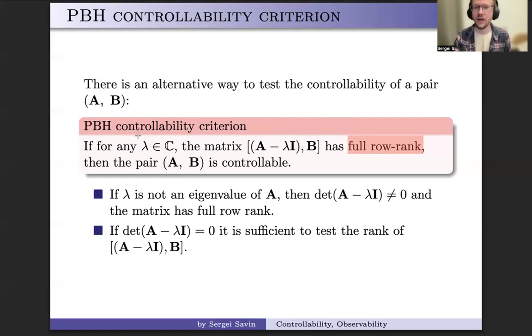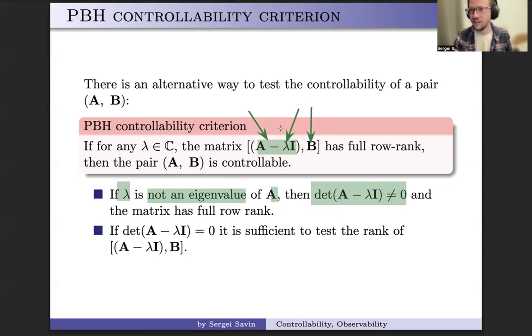But it has to be full row rank for any lambda, not just for some lambda, for all lambda, and lambda has to be complex. So this sounds impossible to check numerically, right? But there is a catch. Let me quickly explain what the catch is. If lambda is not an eigenvalue of matrix A, then by definition of eigenvalues, the determinant of A minus lambda I is not zero. That means this matrix already has full row rank by itself.